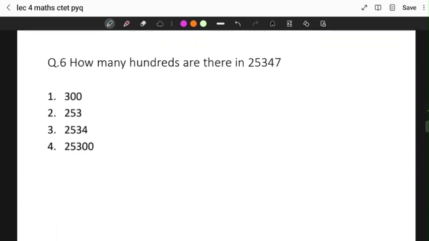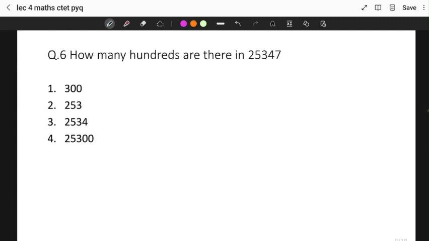Moving on to the next question: how many hundreds are there in 2, 5, 3, 4, 7? This type of question we have already discussed in our previous classes. The options are 300, 253, 2534 and 25300.